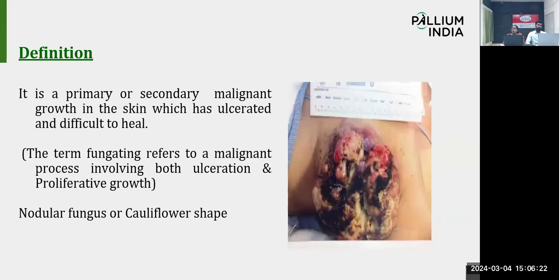Here also, day by day, the tissue necrosis will increase. If there is necrotic tissue, definitely malodor will be formed. So these are some causes of malodor formation. What you have to understand is that this wound is not able to heal, but we can control the wound symptoms and improve the quality of life of the patient.